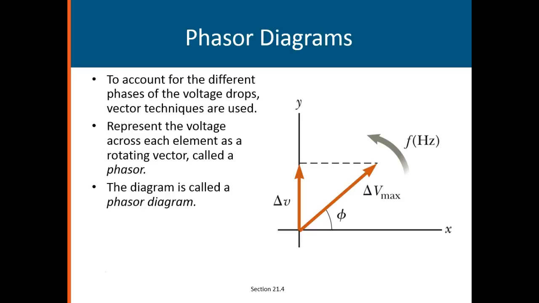So this is what gives you your sinusoidal progress of that actual voltage. Your delta V max is going around like this. That's how we represent it in phasor. Okay? Now, that would be any one of these. Okay?